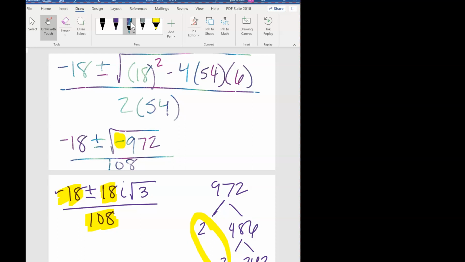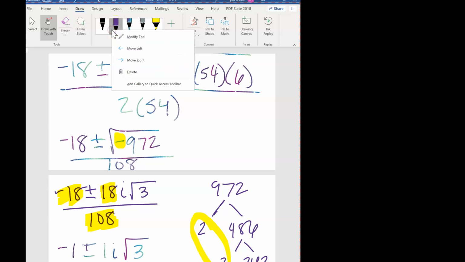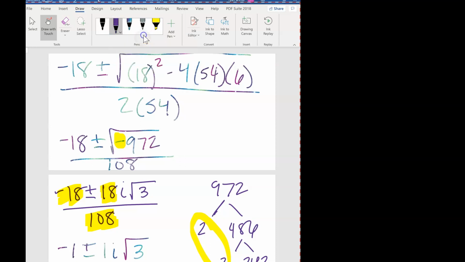So negative 18 divided by 18 is negative 1. 18 divided by 18 is 1. I can put it, but you don't need it. It's 1i times the square root of 3 over 108 divided by 18 is 6. And that's as far as you can go. Okay?